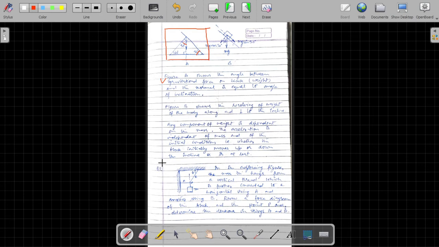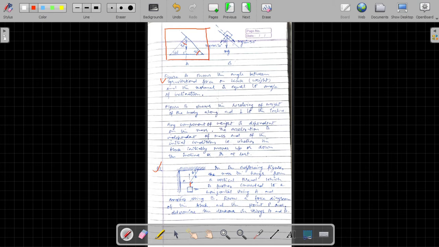So let us do the next question. In the adjoining figure, the mass m hangs from a vertical thread which is further connected to horizontal string A. So this mass is hanging from this thread.